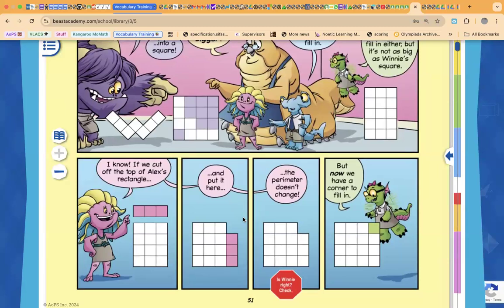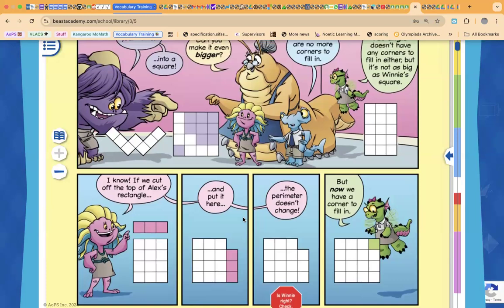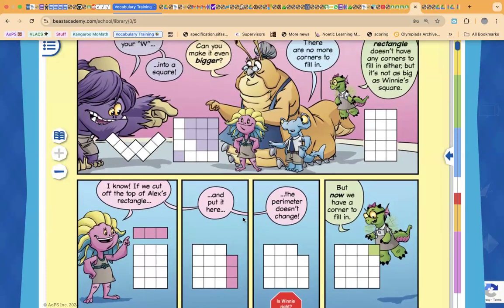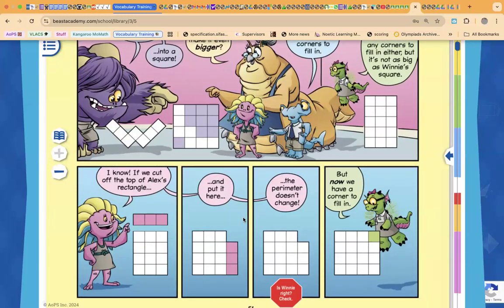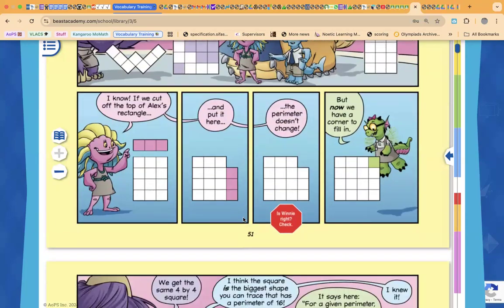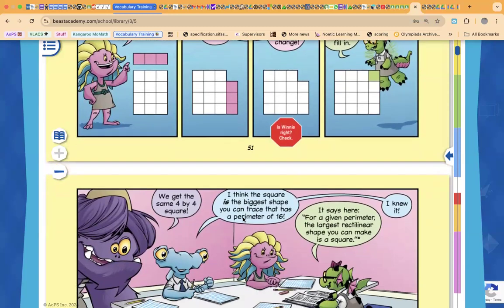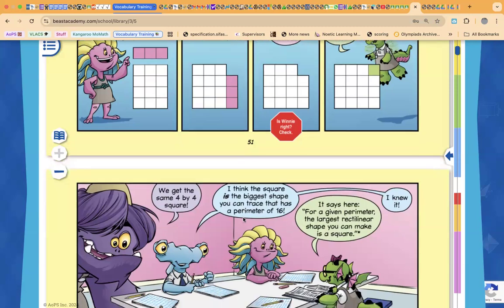If we cut off the top of Alex's rectangle and put it here, the perimeter doesn't change. But now we have a corner to fill in. Do you see it? What is going on? Is Winnie right? Yeah. Good. We get the same 4x4 square.